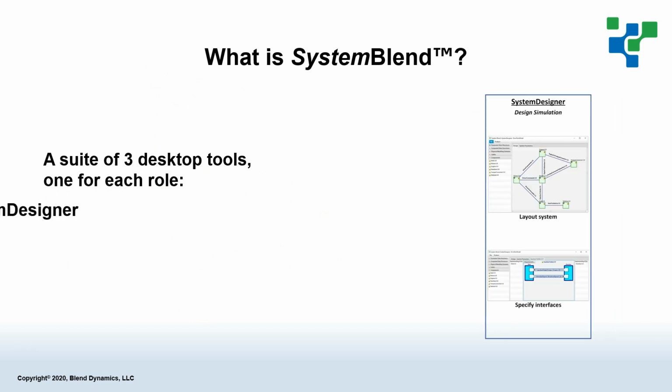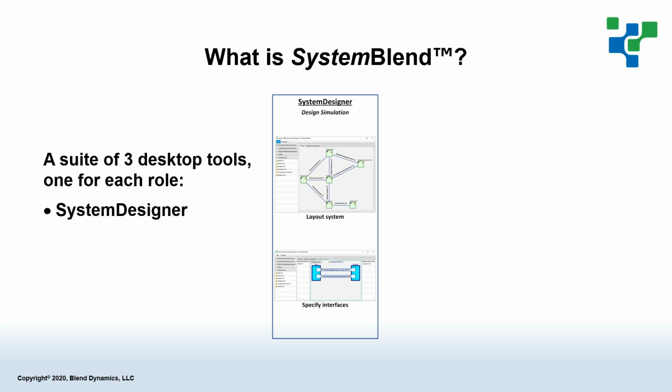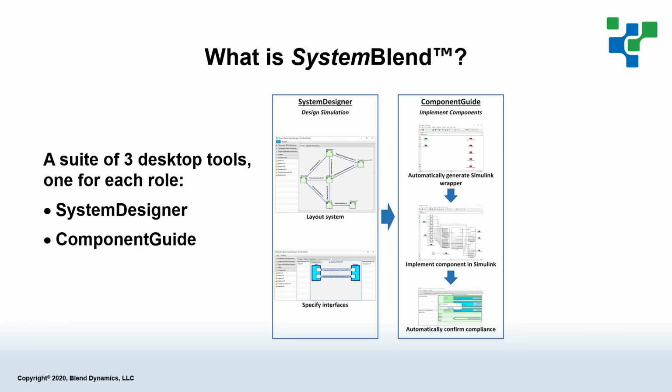The design group uses SystemDesigner to graphically define the components and interfaces, then forwards the design database to the groups building the subsystem models. The subsystem groups use Component Guide to guide the implementation of the assigned components based on the ICD defined in the design database, then automatically verify the component to ensure it complies with the ICD. When ready, Component Guide packages the component to forward it to the analysts.